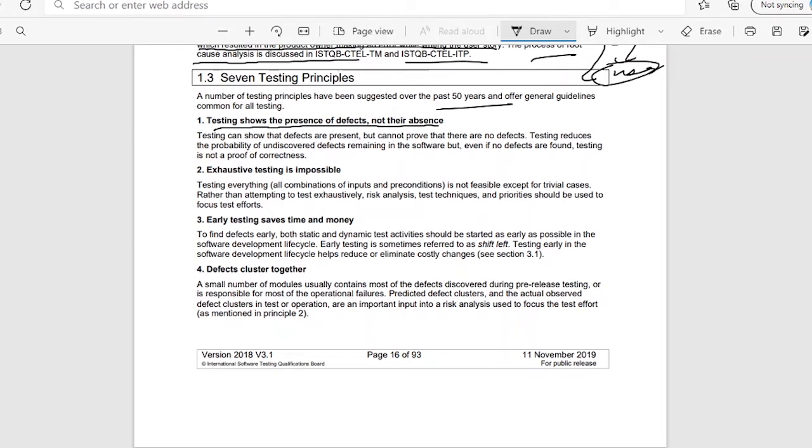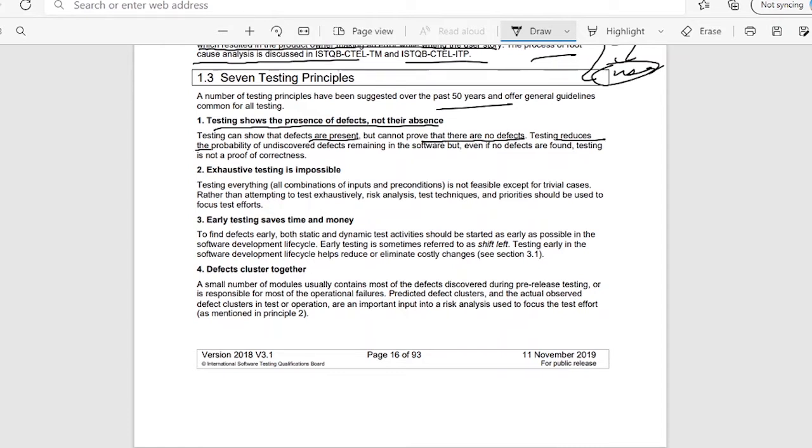Whenever you do testing, you come to know that there are some defects in the code, but even when you say that your code is working properly and you haven't found any bug, you are never sure that there is no bug in the code. The duty of the tester is to find and prove as many defects as possible, but it is not the duty of the tester to tell that there is no defect in the code. Testing can show the defects are present but cannot prove there are no defects.